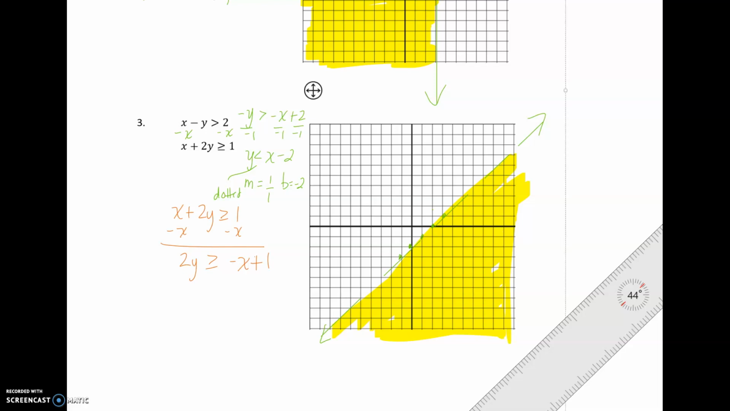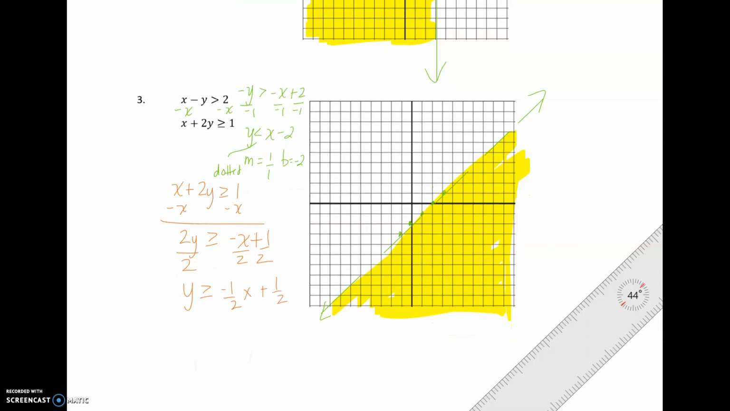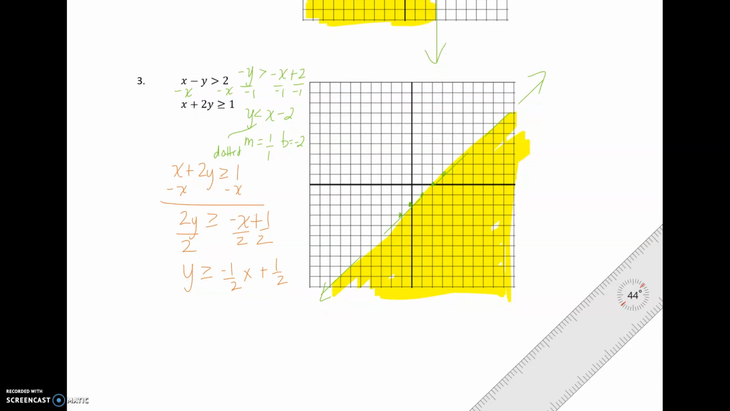Okay, so let's finish number 3 and see how you did, if our answers agree. So we're dividing by 2, and when we do, we end up with y is greater than or equal to negative 1/2 x plus 1/2. Okay, so this one's a fraction. It's okay. We can do that, no problem. This is solid for our line.